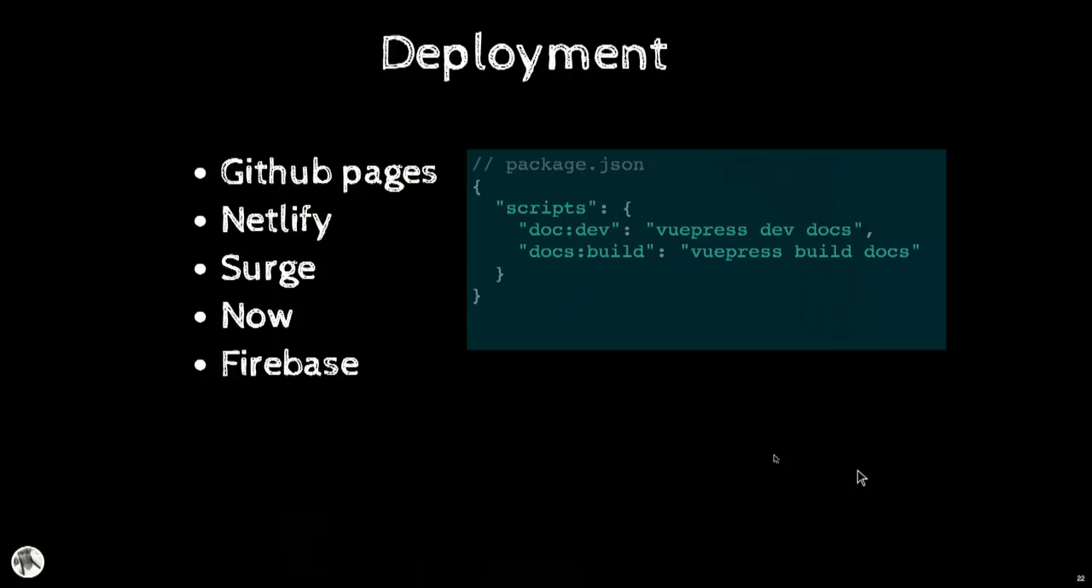Once you build for production, automatically you have a dist folder with all the files minified for you. And there are some services you could use for deployment. You can use GitHub Pages, which is very easy to use. You can also use Netlify, Surge, Now, and you can also use Firebase for deployment.